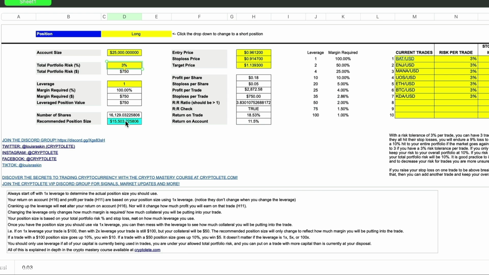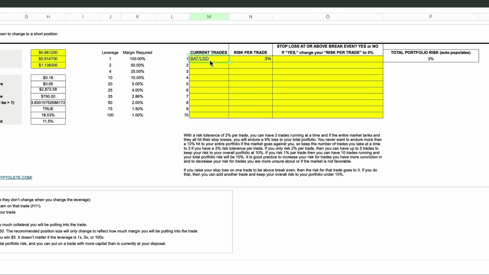And then what you do is you can go right here and type in this trade, which is for, I believe, BAT. So you can type in BAT USD. Risk per trade, you're risking 3% on this trade.